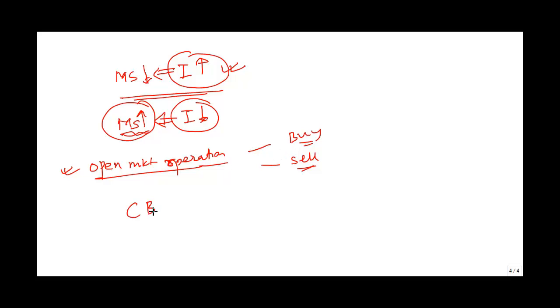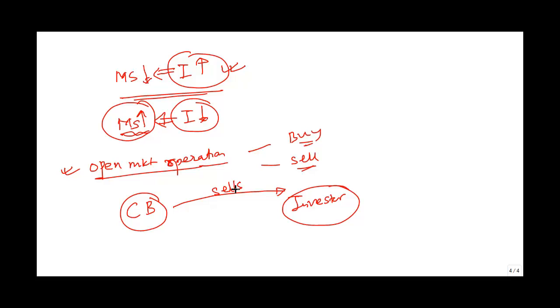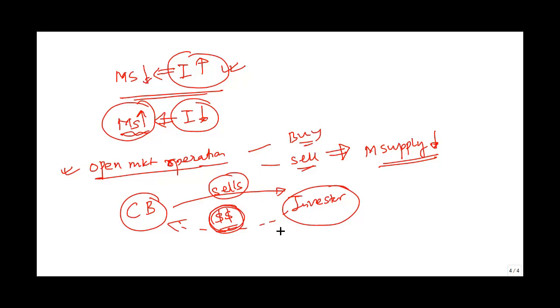Think about the central bank and the investors. If the central bank sells a bond to an investor, it means that the investors are depositing money with the central bank, right? So whenever a bond is sold, the amount of money is sucked out of the economy by the central bank. So when bonds are sold in the open market operation, the money supply decreases.